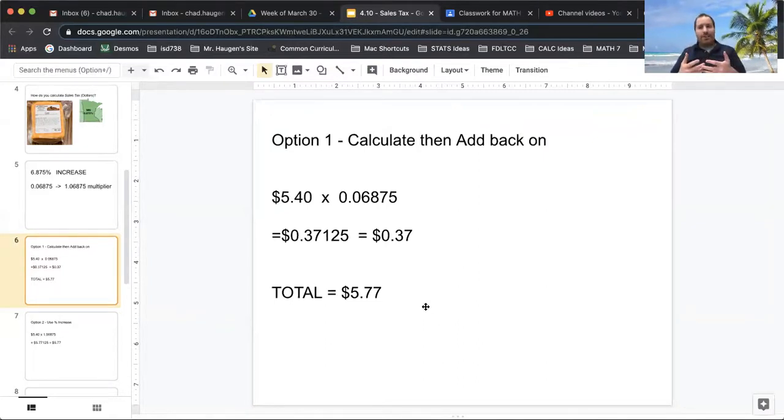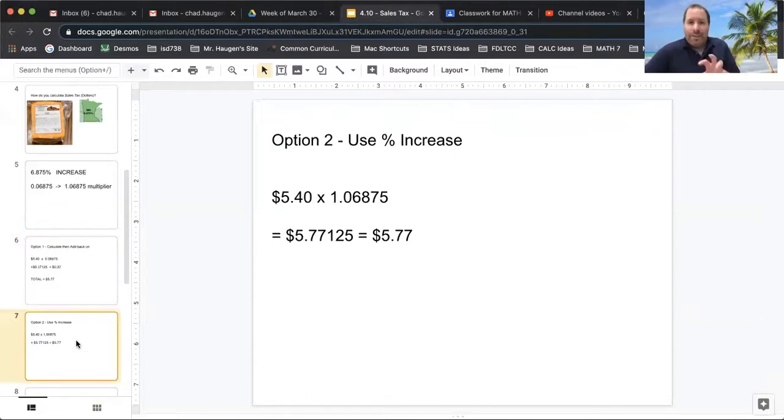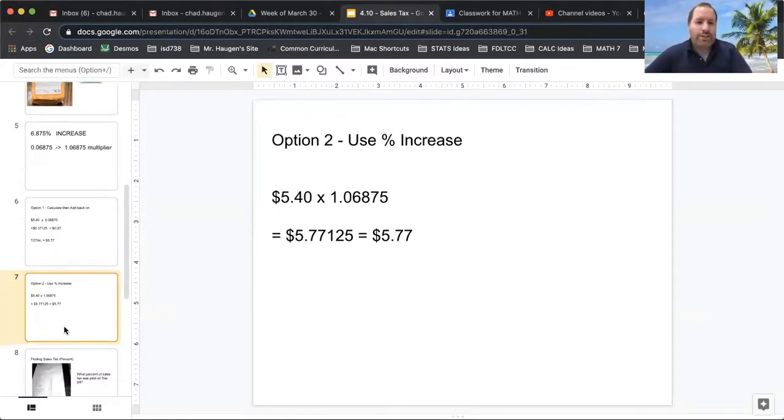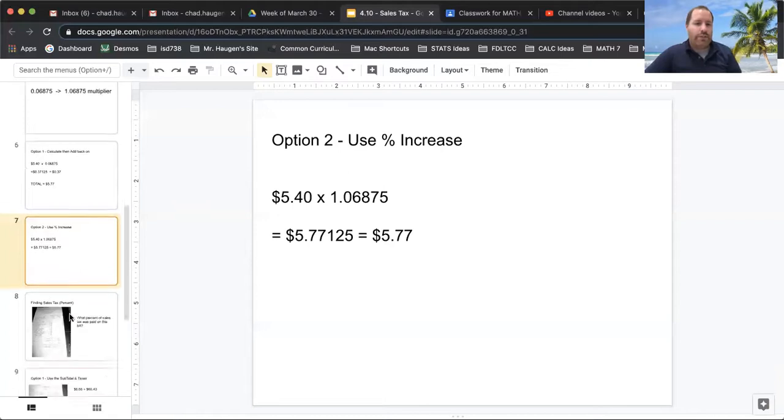So actually, that's kind of a nice thing. You don't have to use both ways, but if you do use both of them, you can check your own answer, right? If you get the same thing in both of them, it should be correct. If you got something different, something went off on there, right? That's a way for you to self-check your work. So that's how you calculate sales tax. Multiply it and add it back on, or use the percent increase option.